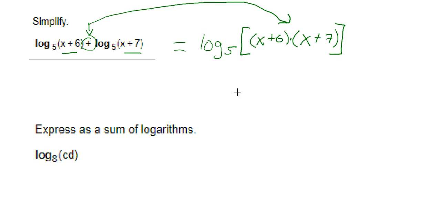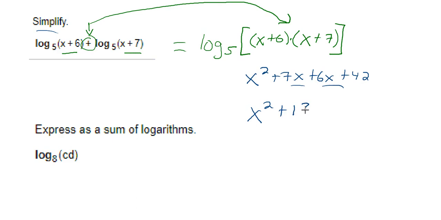Right. And that's the answer, but I assume that MathExcel, when it says simplify, it's going to want you to FOIL this out and combine like terms. So let's go ahead and FOIL. So we get x times x, which is x squared, x times 7, which is 7x, 6 times x, which is 6x, and 6 times 7, which is 42. Then we'll combine these two terms together, so we get x squared plus 13x plus 42, and that'll be inside of this single logarithm, log base 5.